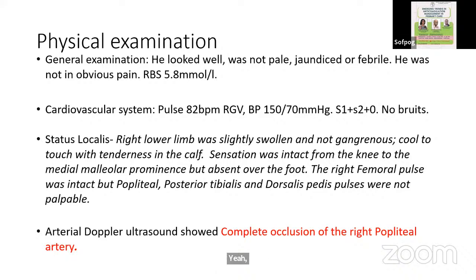He looked generally well. He was not ill. He was not pale or febrile. Not in obvious pain. His random sugar was normal. Cardiovascular examination once again.